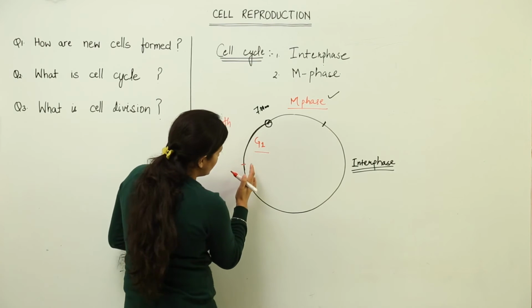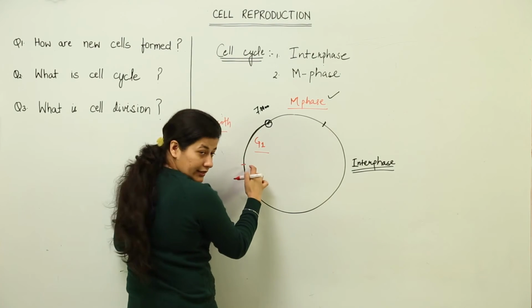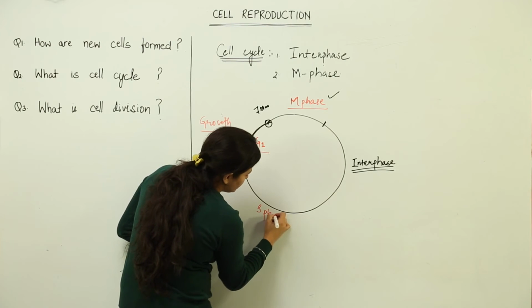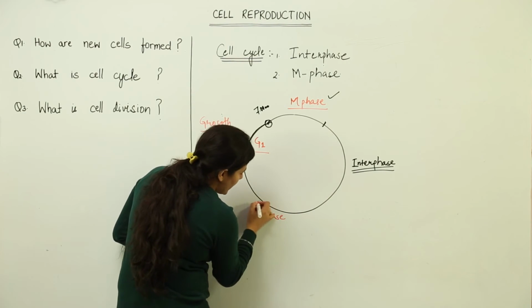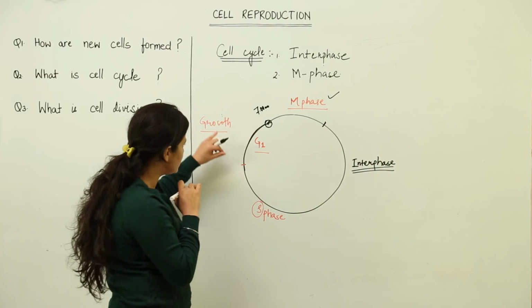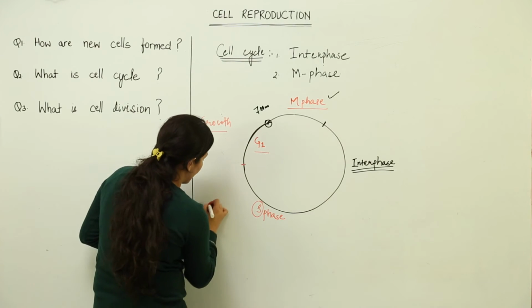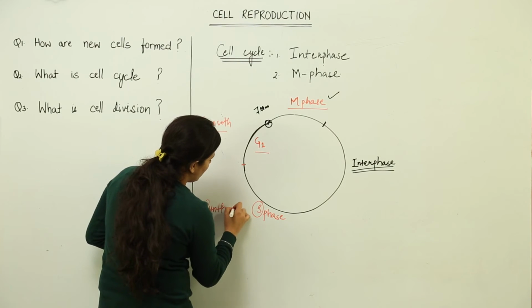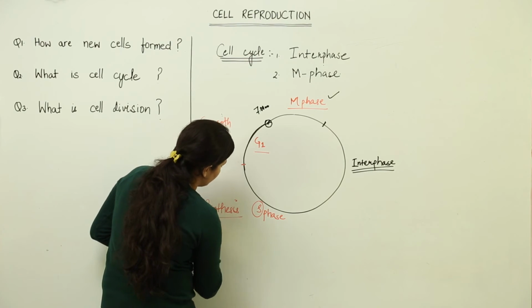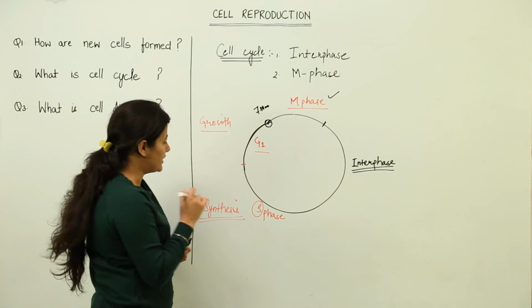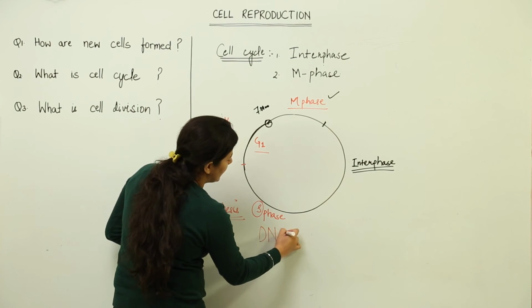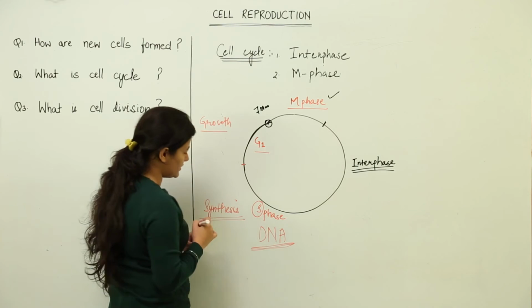After some time what would happen? When this G1 completes, the cell would enter the S phase. Now S again would signify something, as does G. So S stands for synthesis. Now what does cell have which needs to be synthesized? Only thing that has to be synthesized is DNA. Please cram it that the DNA has to be synthesized.